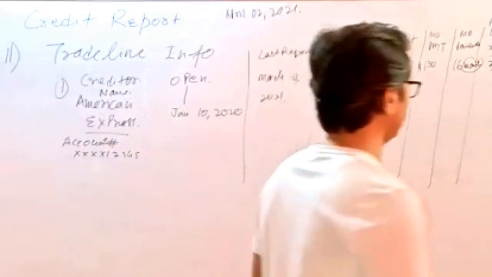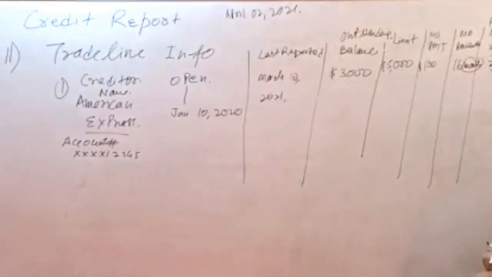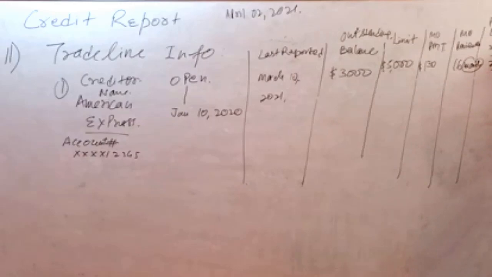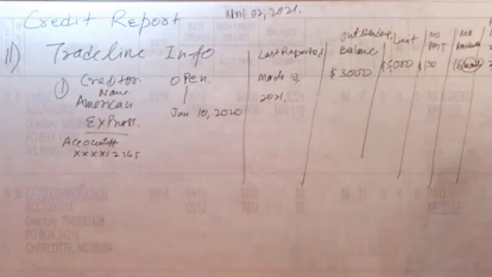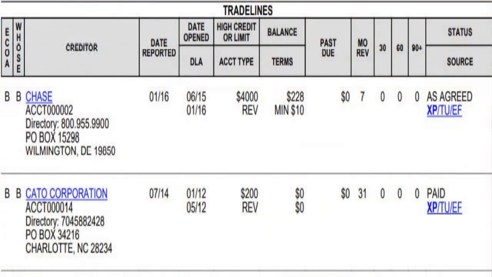And then it is written which agencies reported this data. It could be Experian, Equifax and TransUnion. Whoever reported this data, it will be written here. If Equifax didn't report it, it will not be written here. If they report it, it will be written here.